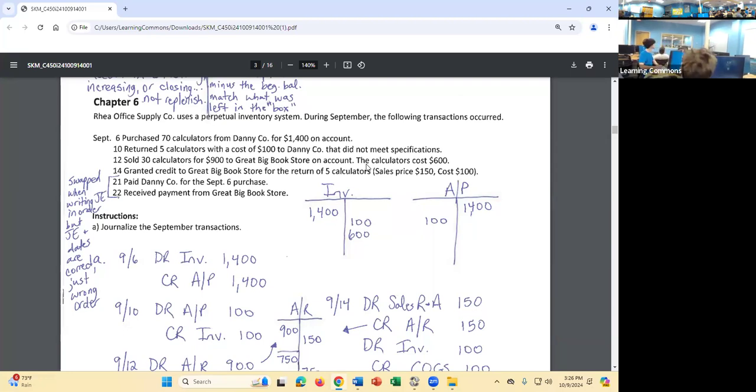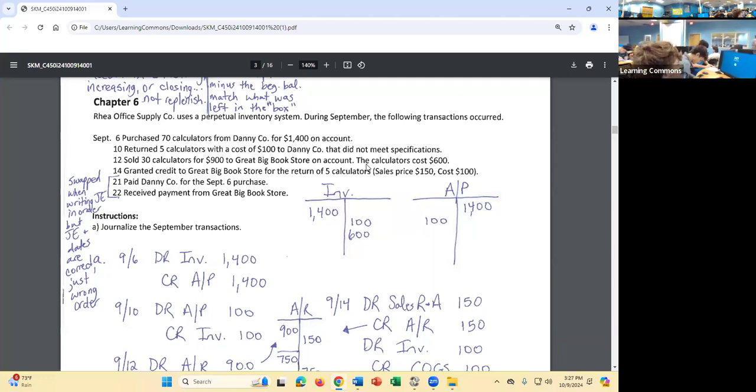600. I need a $600 debit. And as we sell that inventory, where does that money need to go? Cost of goods sold. Because it's the cost of the goods that we sold. Right? So we take it out of inventory and we put it into cost of goods sold. We good with those two? Okay.